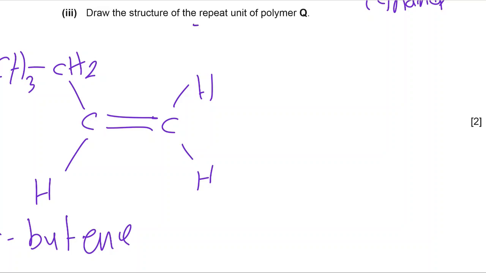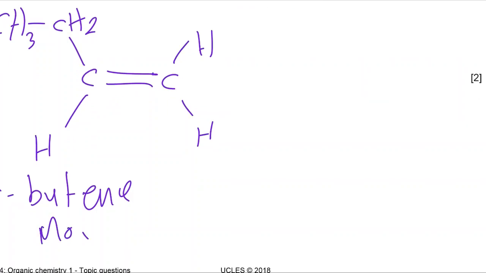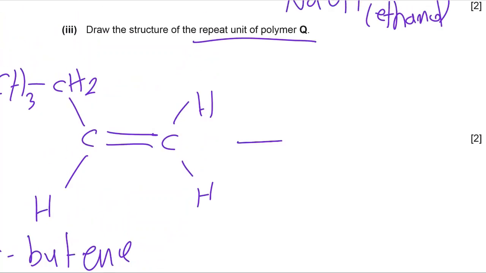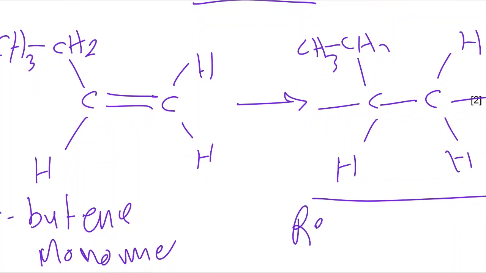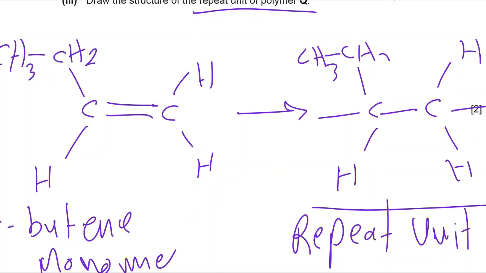But he is asking about the repeat unit of the polymer. This one is the monomer, actually. He is asking about the repeat unit. The repeat unit is actually the same as this compound. Here you have carbon, carbon, but this bond should be a single bond, and then you open it from both sides. Then hydrogen, hydrogen, hydrogen, CH2, CH3. This is the repeat unit.